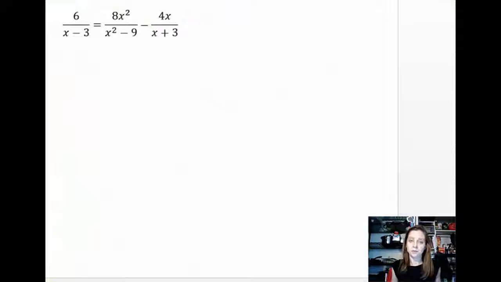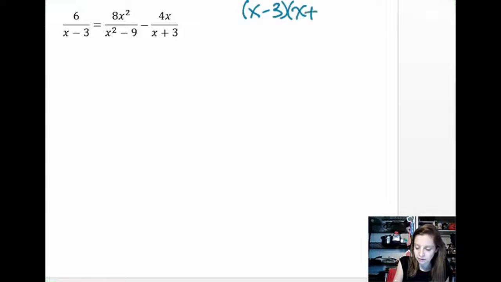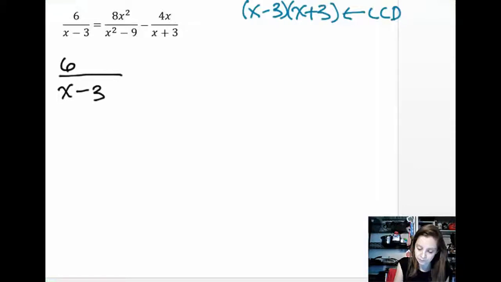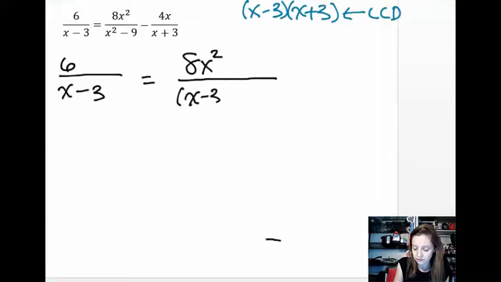Okay, here's example 4. Same steps. We're going to begin by identifying the least common denominator. The least common denominator here is x minus 3 times x plus 3. So I'm going to prepare to multiply every term by that least common denominator. And as I'm rewriting it, I'm just going to factor the x squared minus 9 denominator. That's a difference of squares.